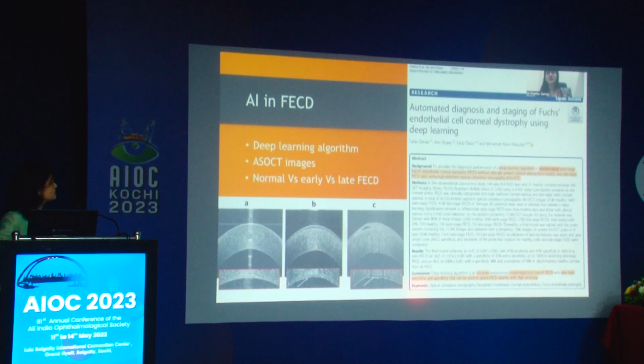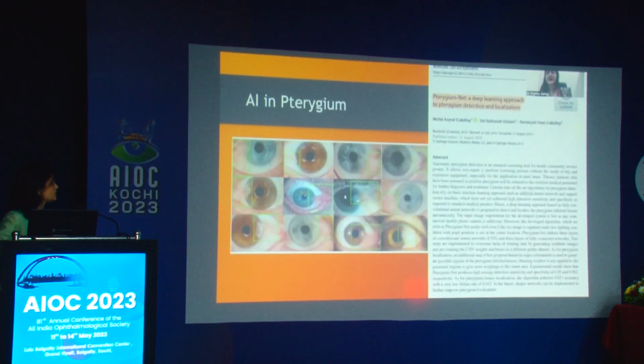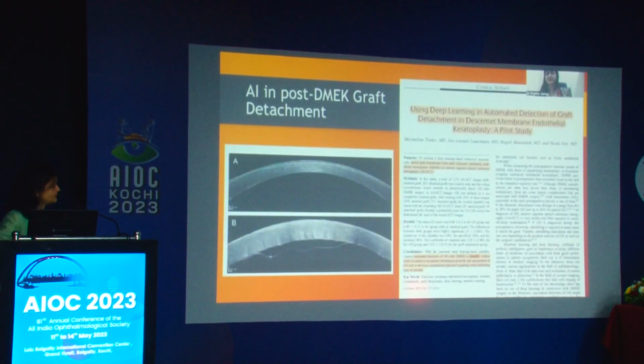In Fuchs dystrophy, deep learning algorithms have been used to identify early Fuchs dystrophy where there is only Descemet endothelium complex thickening without any evidence of corneal edema. In pterygium, AI has been used to identify pterygium, its location, and also its size. PterygiumNet is one of the algorithms that has been put to use for this assessment of pterygium.